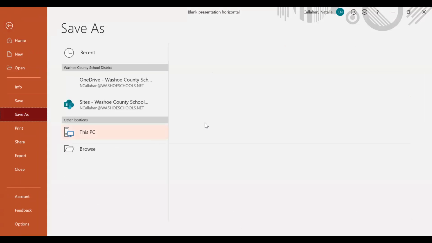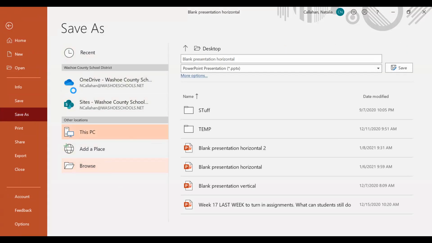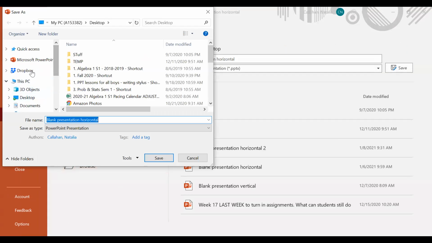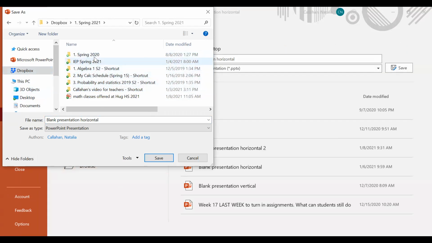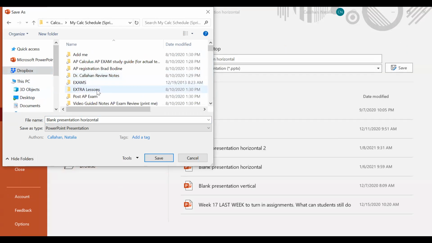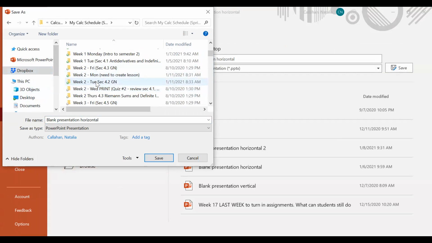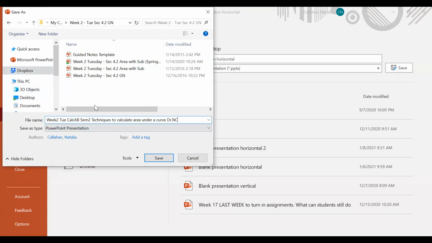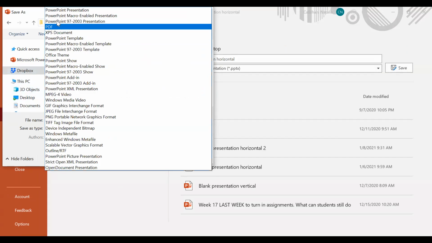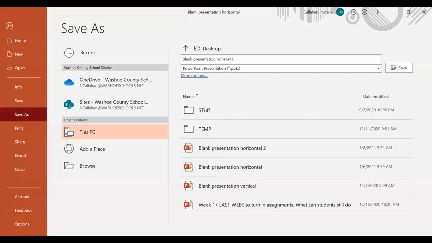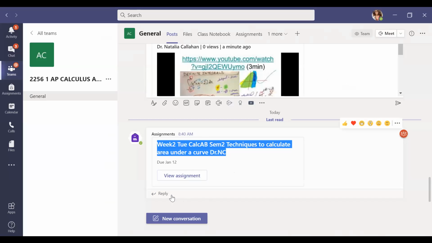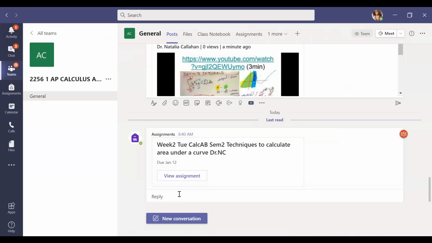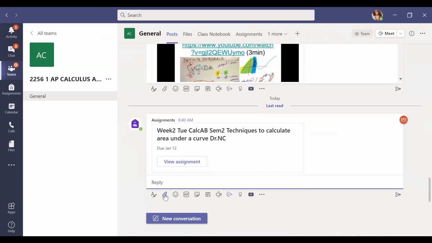Okay, so let's go ahead and save this for Week 2, Tuesday. And save. Then I'm going to go ahead and attach it to the MS Teams assignment. I'm just going to attach it. I don't need to put a label on it.